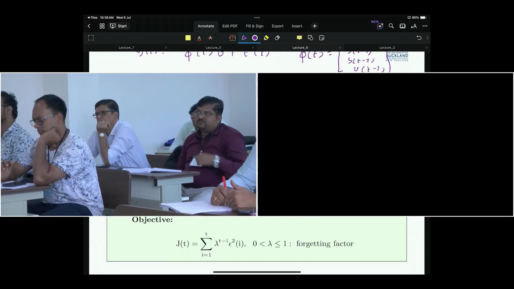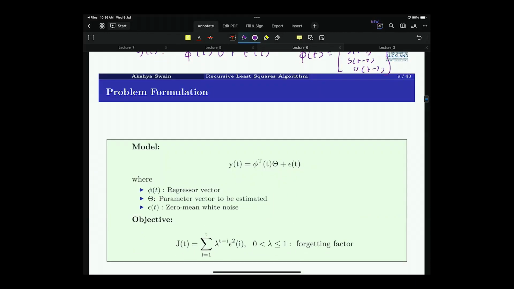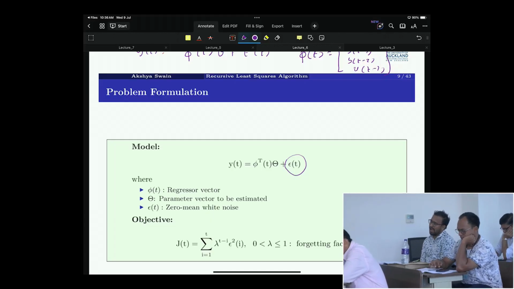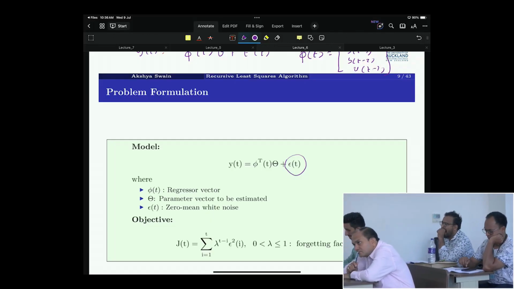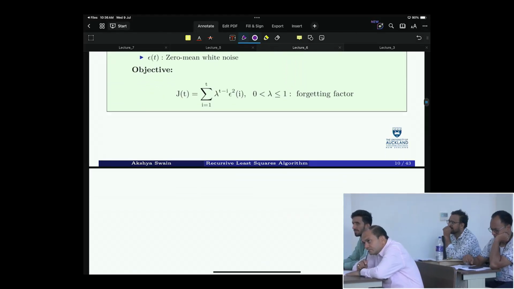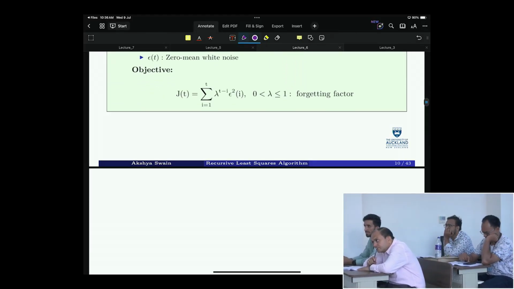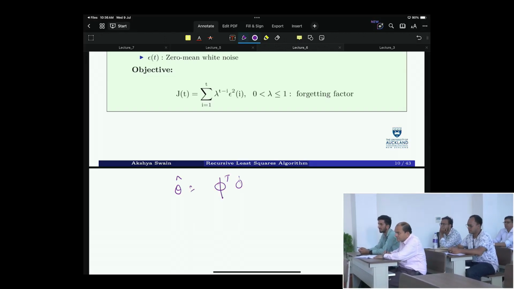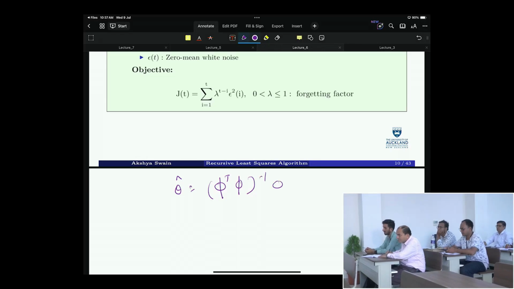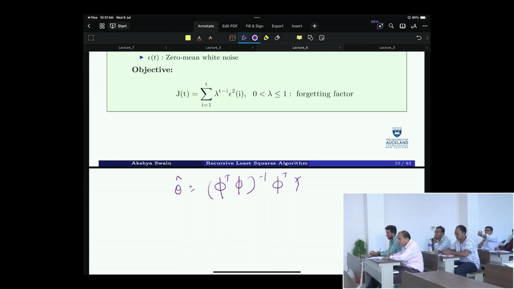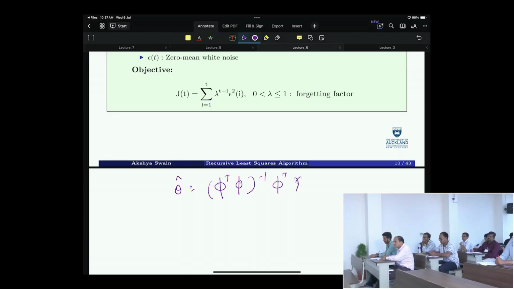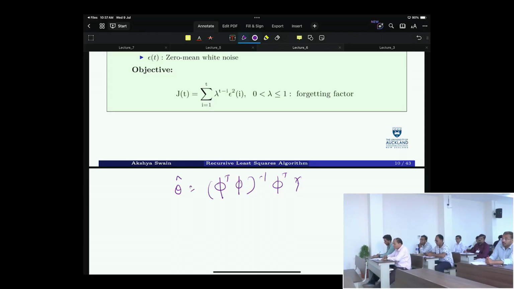Now suppose your system is yt is equal to phi transpose t into theta, and I want to minimize this particular modeling error. We will talk about lambda later on. Just don't worry why I want to minimize this error. Now batch processing will say theta cap is equal to capital phi transpose phi, all the data is there, whole inverse, into phi transpose y. As I told you, y is equal to x theta, x transpose x whole inverse x transpose y. The same thing here. Phi transpose phi inverse, phi transpose y. This is the theta cap batch.